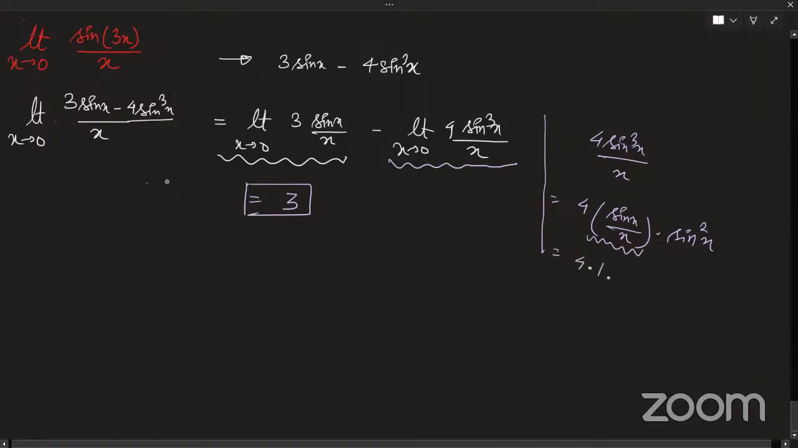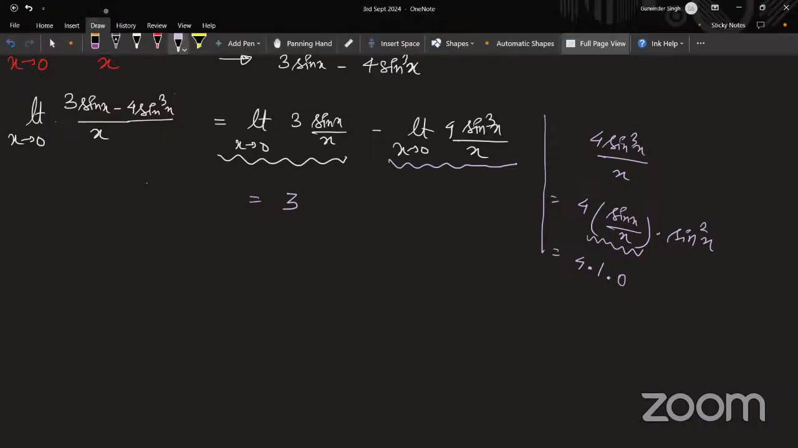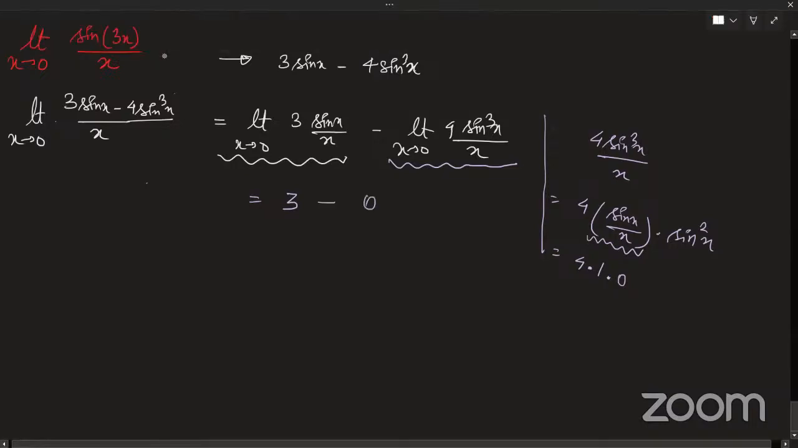And what is the value of sine square x when x is close to 0? It is 0. So this thing is 0, and the answer is 3 minus 0, so the final answer is 3. Right? Okay, great. But instead of doing that, I'll just show you one small trick.